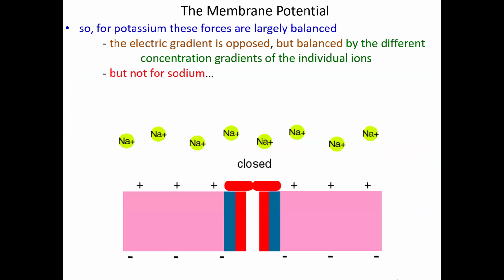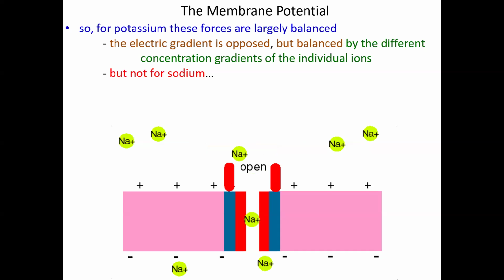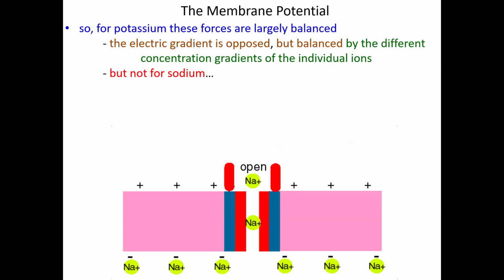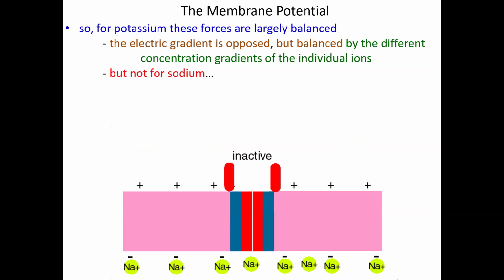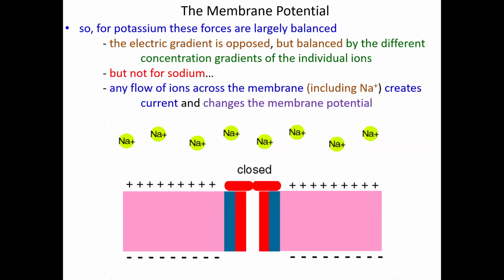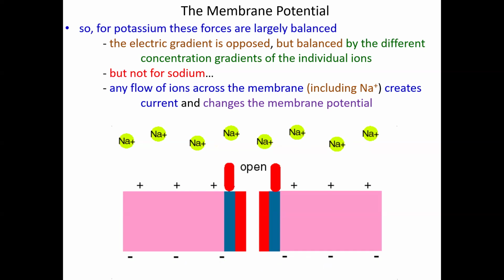As we've said before, sodium has its chemical gradient pushing it inside the cell. It has its electrical gradient pushing it inside the cell. Sodium wants to flow from outside to in because of its concentration gradient and because the inside of the cell is so negative. So for sodium, we have a membrane potential. We have a potential energy of sodium wanting to flow. And if a sodium channel were to open, as we see here, sodium is going to flow.